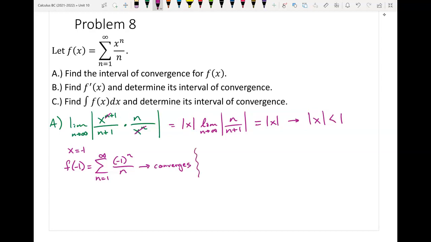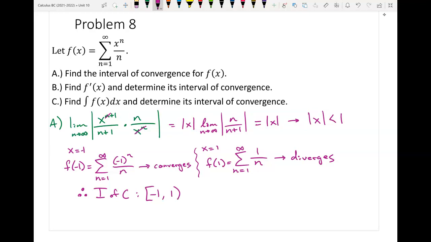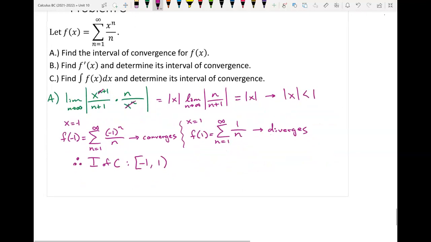Whereas if I look at x equals 1, f of 1, go ahead and put that in, n equals 1 to infinity, that becomes just 1 over n. That's our harmonic series, not alternating, and that diverges. So therefore, for part A, our interval of convergence is going to be closed on -1, but open on 1.